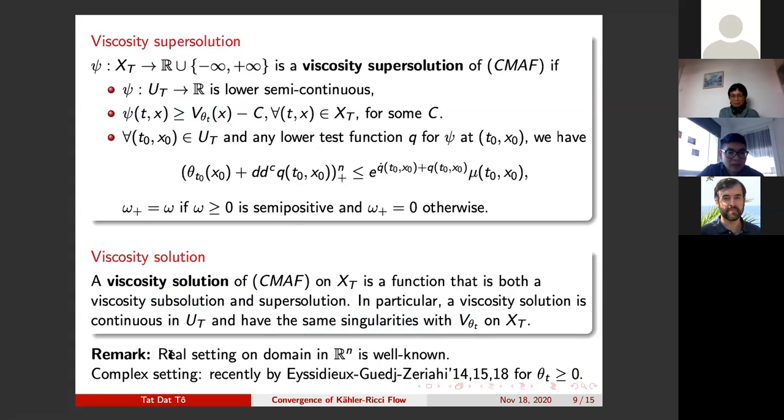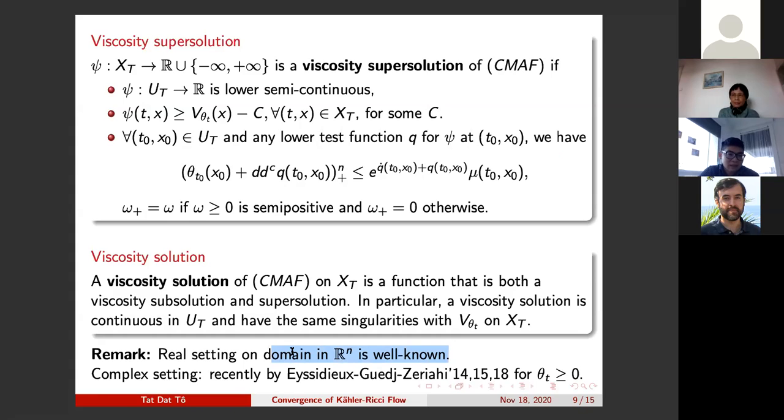Okay, a remark: in the real setting, on a domain in Rn, the setting of viscosity solutions is well known. The names are Grandall, Pierre-Louis Lions in the 80s, and also Evans, Lawrence Evans, in the 80s as well. They defined the viscosity solution when they studied the Hamilton-Jacobi equations in the real domain.